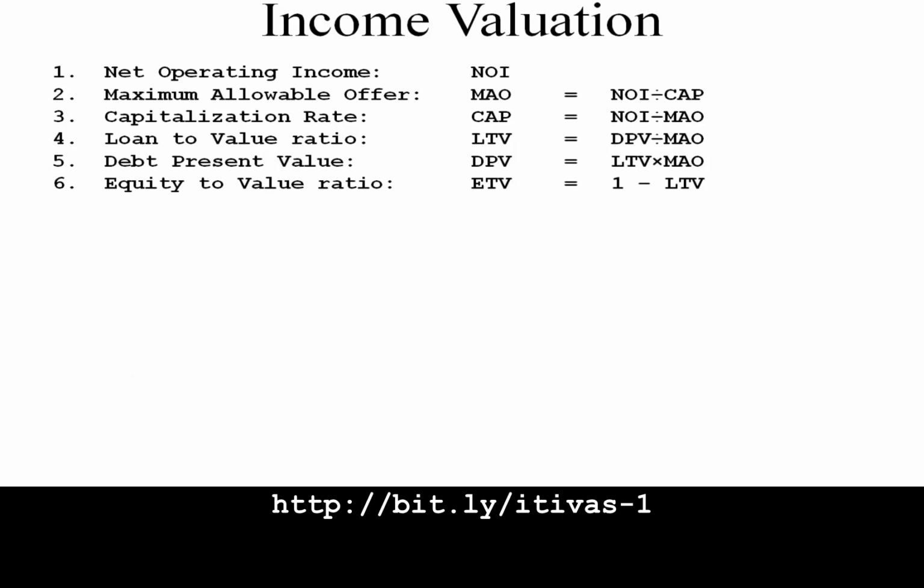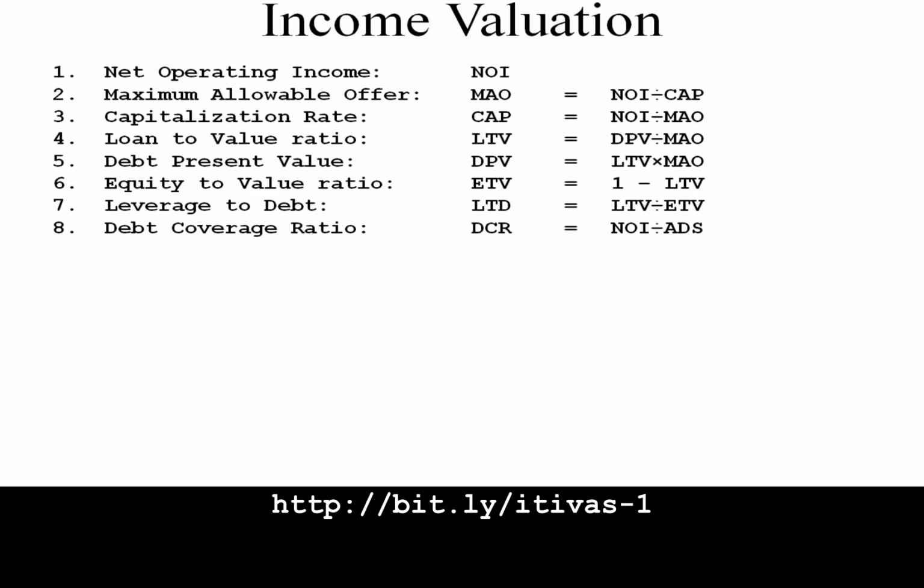Equity to value ratio, ETV, is the complement of the loan to value ratio, 1 minus LTV. Leverage to debt, LTD, equals loan to value divided by equity to value, LTV divided by ETV. Leverage to debt represents the amount of debt you are receiving for each dollar of equity.